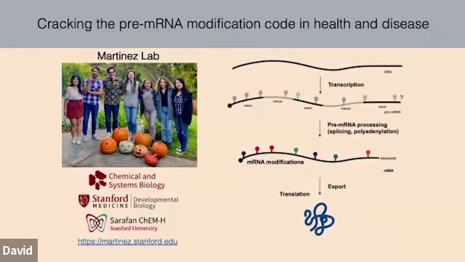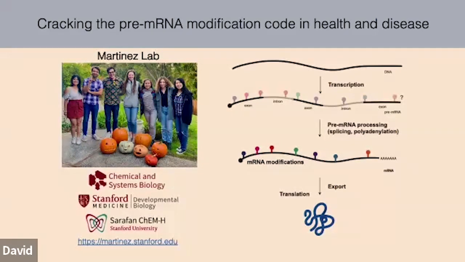And we're really interested in cracking the pre-mRNA modification code in health and disease. So I'll remind you that pre-messenger RNA is transcribed from DNA, and then it is processed by splicing to remove introns and join exons, by cleavage and polyadenylation to make mature messenger RNA that can then be translated into proteins to achieve cellular functions.